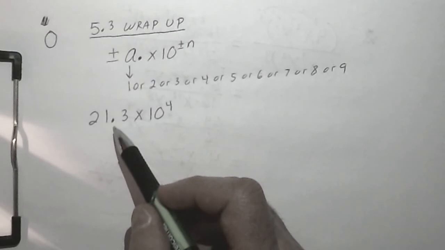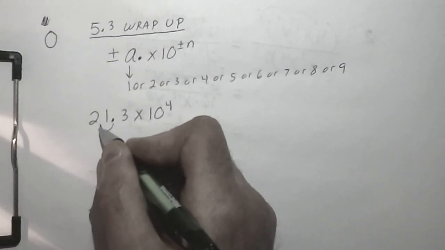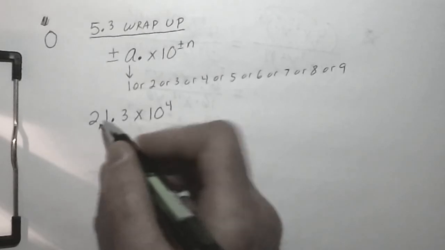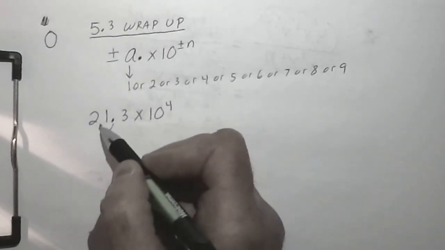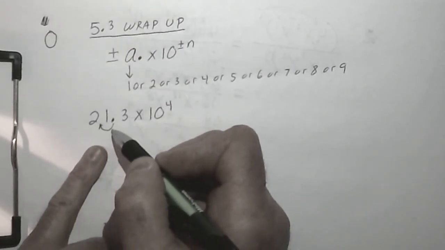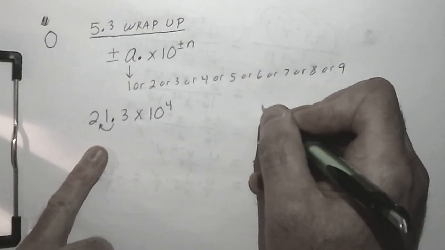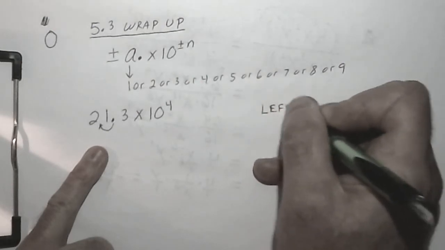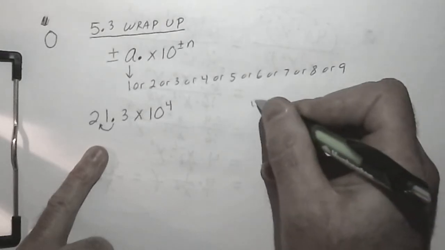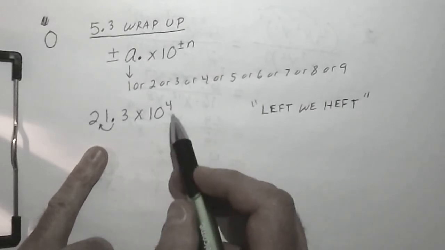To get this into scientific notation format, we would have to move the decimal point one place to the left and force it between the 2 and the 1. Because to the left of the decimal point has to be a digit that's one of these digits in this list above. Now, this is something that you want to try to remember. I came up with a little rhyming saying to help out with this. It says this: to the left, we heft. Okay? If we move the decimal to the left in a number, we have to heft up the exponent.